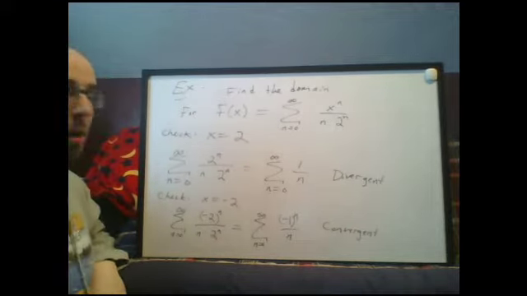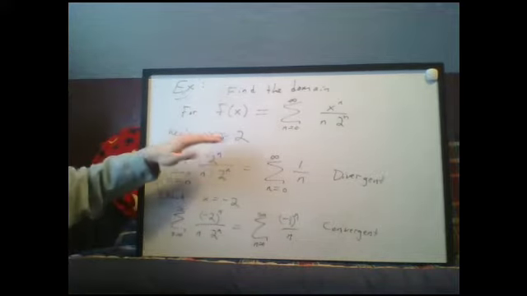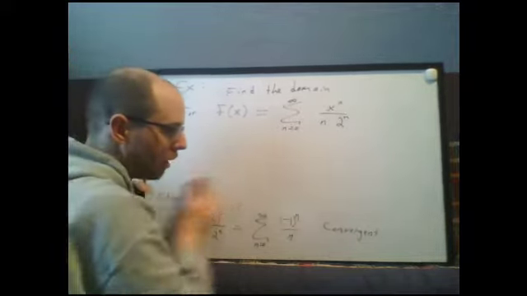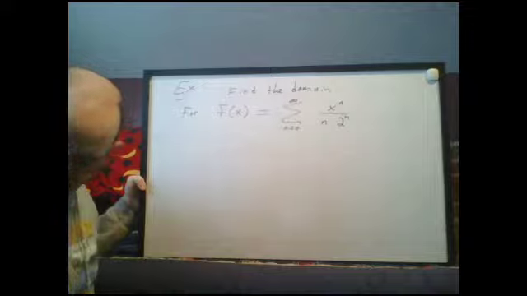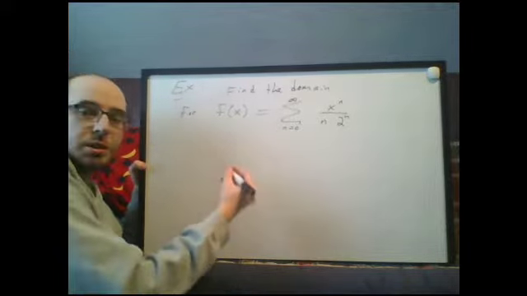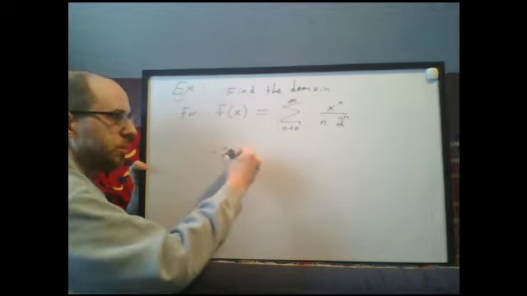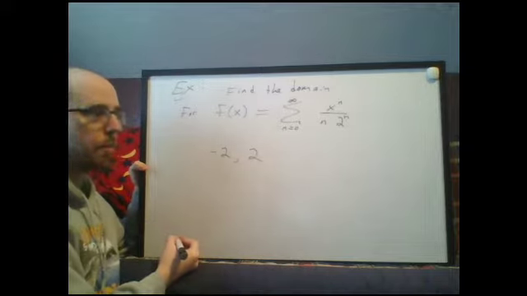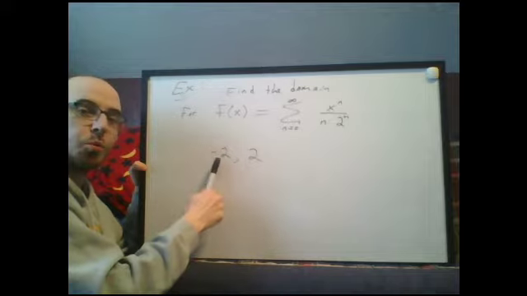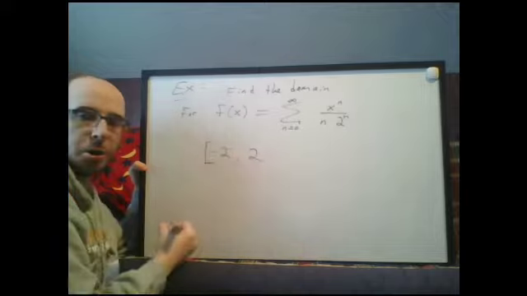Right? So, putting this all together, it's divergent when x equals 2. It's convergent when x equals minus 2. But from what we did previously, we're trying to find the total domain where this thing is convergent. Well, we know it's convergent everywhere between minus 2 and positive 2. So it's convergent between these two. But then we had to check these two endpoints. Is it convergent or divergent? It was convergent when x equaled negative 2. So negative 2 is a part of our domain.